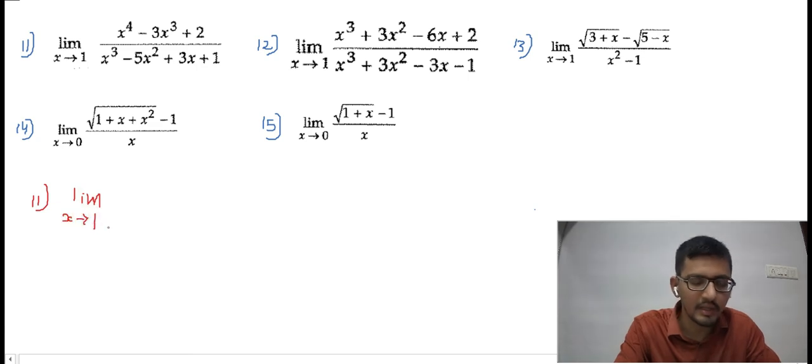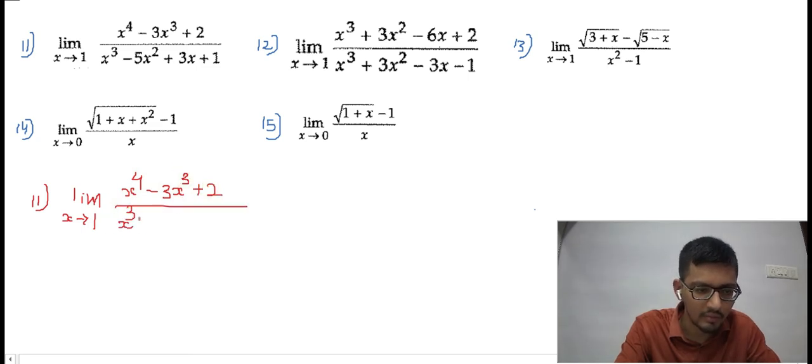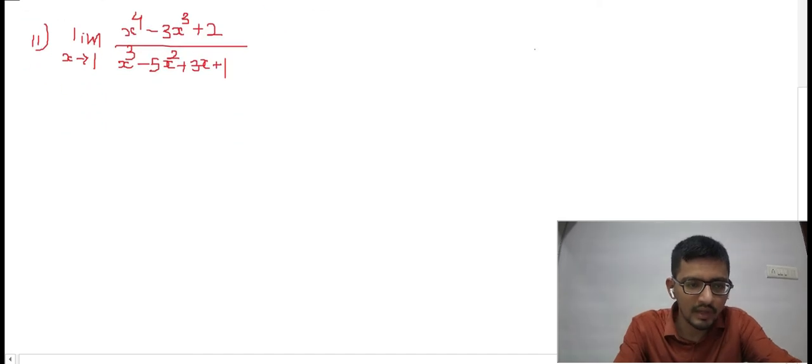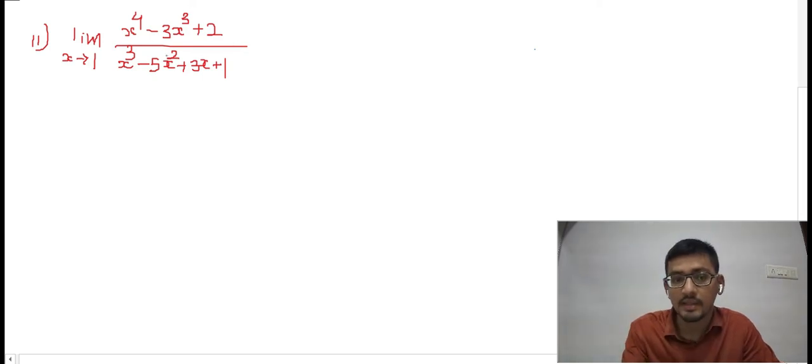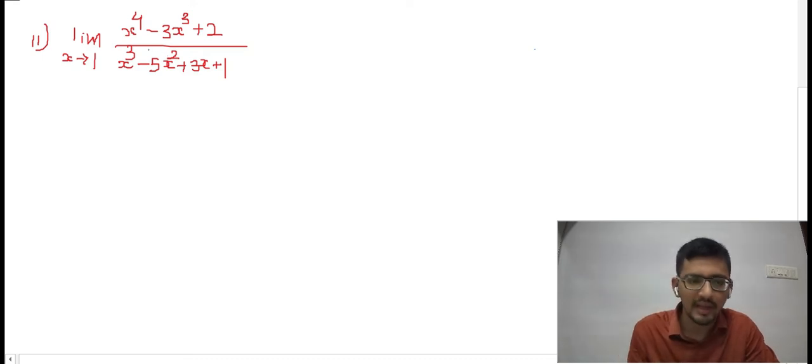The limit given is limit x tends to 1, x to the power 4 minus 3x cube plus 2, divided by x to the power 3 minus 5x square plus 3x plus 1. Now, one observation you can see here: if you put x equal to 1 in the numerator, you will get 1 minus 3 plus 2, which is 0. That means x equal to 1 is a zero of that polynomial, so x minus 1 is one factor. So one polynomial is given which is biquadratic, and for that one factor is given, x minus 1.